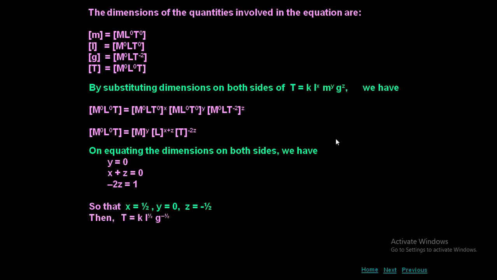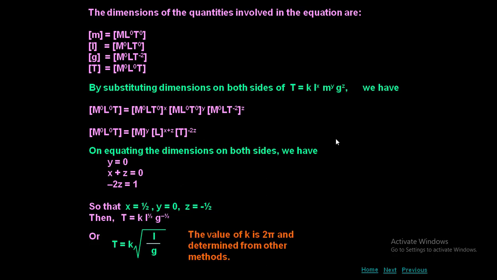So the expression you are going to have as T equal to k into L to the power 1 by 2, g to the power minus 1 by 2, or T equal to k times root over L by g. So the value of k is 2 pi and determined from other methods. So therefore, T equal to 2 pi root L by g. So this is how we are going to establish the relation between different physical quantities using dimensional formula or dimensional analysis.